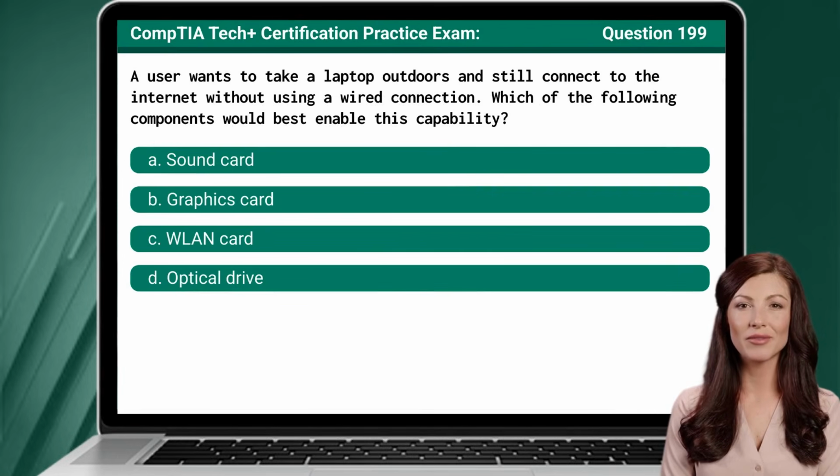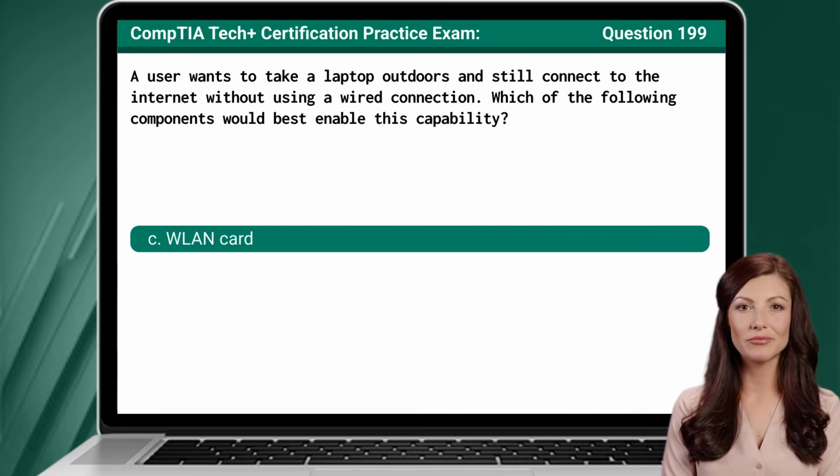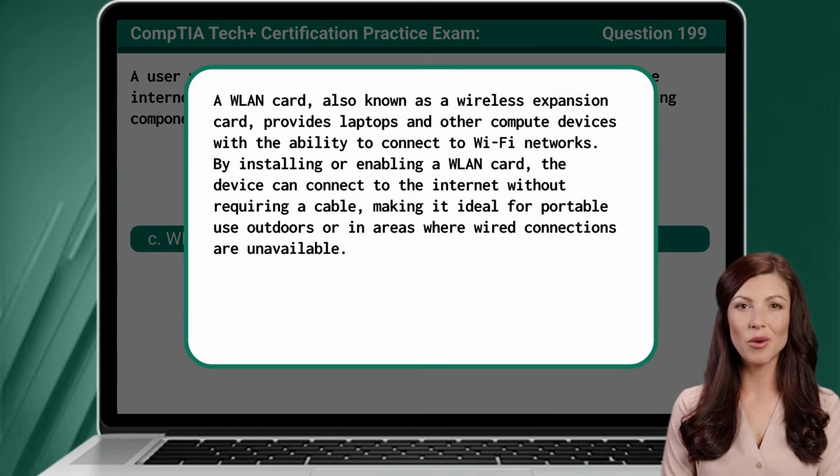Question 199. A user wants to take a laptop outdoors and still connect to the internet without using a wired connection. Which of the following components would best enable this capability? The answer is C. WLAN card. A WLAN card, also known as a wireless expansion card, provides laptops and other compute devices with the ability to connect to Wi-Fi networks. By installing or enabling a WLAN card, the device can connect to the internet without requiring a cable, making it ideal for portable use outdoors or in areas where wired connections are unavailable.